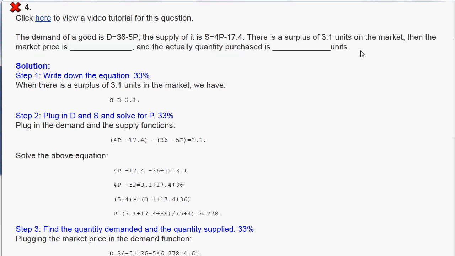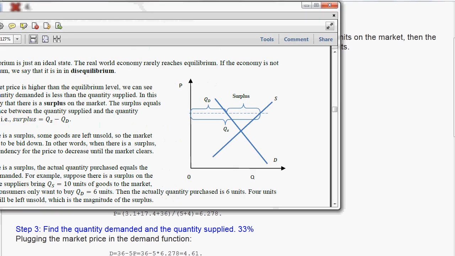Just to help you imagine what's going on, let me show you a picture. Here is what's going on in the market. This is the demand of the good, that's the supply of the good. Now that's the market price. This broken line, that's the market price, and we have the surplus here. What's the surplus? It's the quantity supplied minus the quantity demanded. In other words, when we have a surplus, the quantity supplied is greater than the quantity demanded.